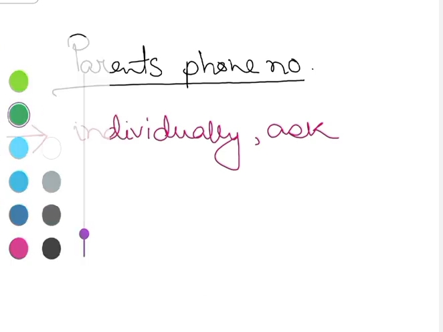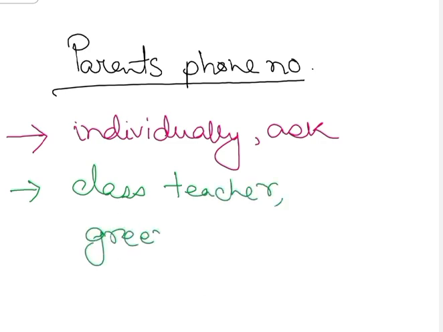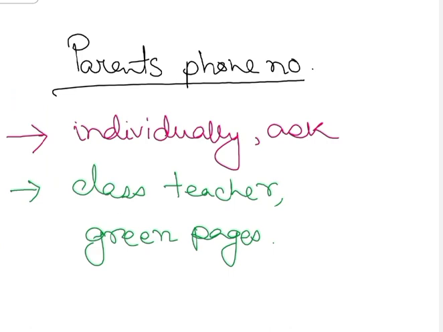What is the other method I can apply? Think about it. Rather than asking you individually, what can I do? I can go to your class teacher and ask for the green pages, because the green pages contain your parents' phone numbers. Alright, so now, what is the difference between both the approaches?